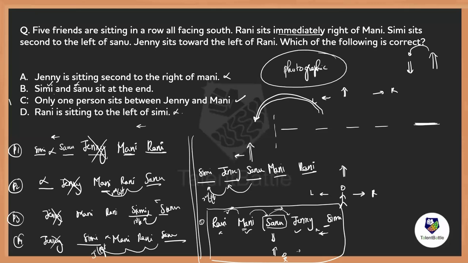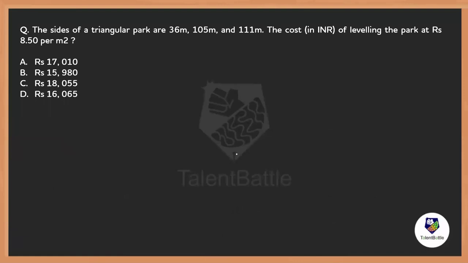So what is the only correct answer? Option C. See how simple this is now, everybody. If you go with the other arrangement, definitely it will be complex. So try not to go with that. That's why always go with the general arrangement and then take the reverse. Right, everybody. Moving on to the next one.